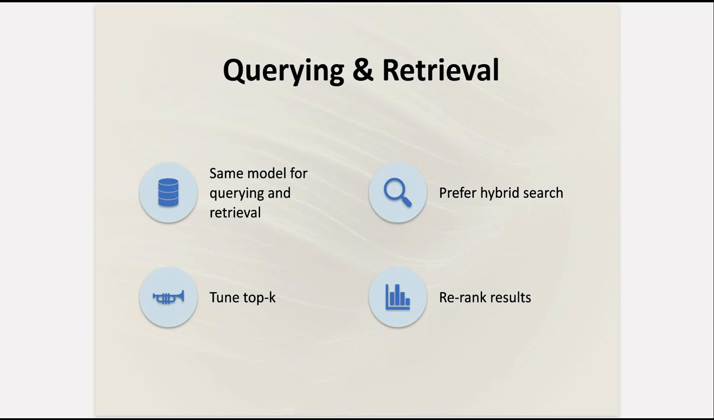The last one here is re-ranking the results. Although we are getting the top K, still sometimes we need to re-rank those results. So use LLMs, use some re-ranking models which will give you better relevance with respect to your results. So these are the recommendations for querying and retrieval.